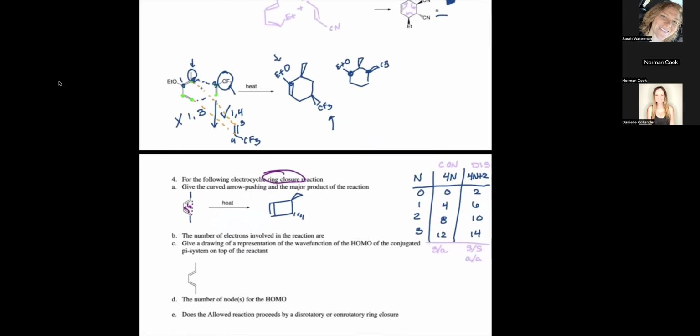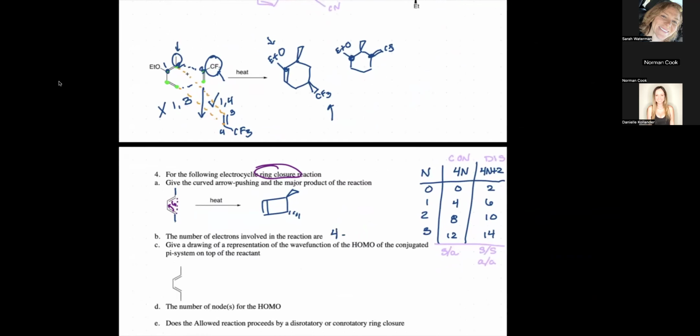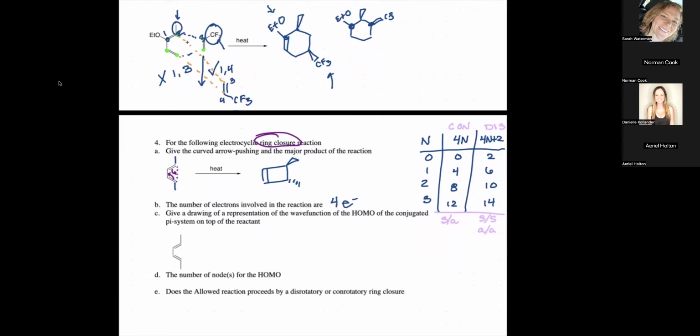So the number of electrons involved in the reaction, we already said it's 4 electrons. Now give a drawing of a representation of the wave function of the conjugated pi system on top of the reactant. This is where, do y'all remember how you find the HOMO and the LUMO with your nodes? Norman, I know you said that you hadn't really gotten that far, but I kind of remember it from when I took it before.